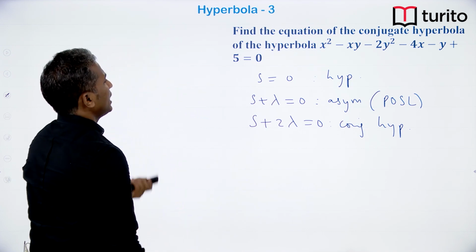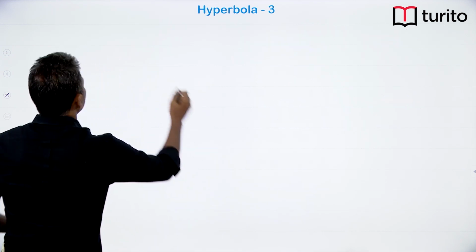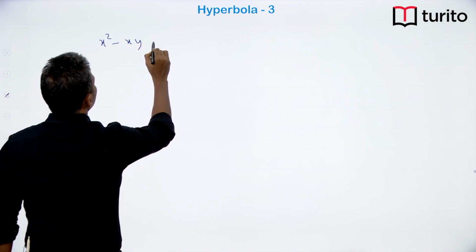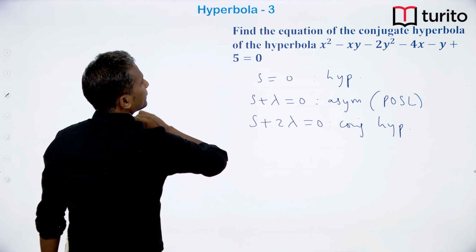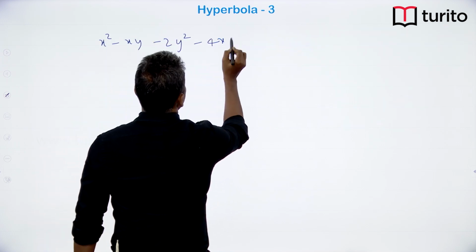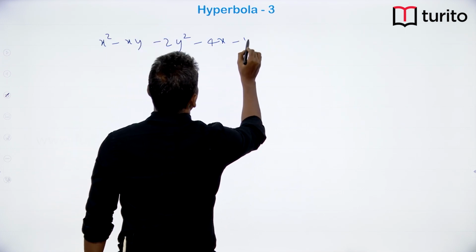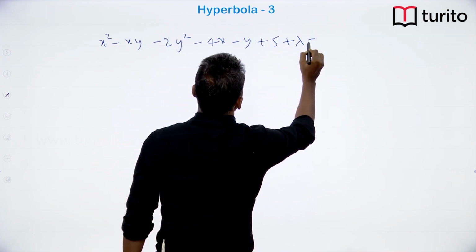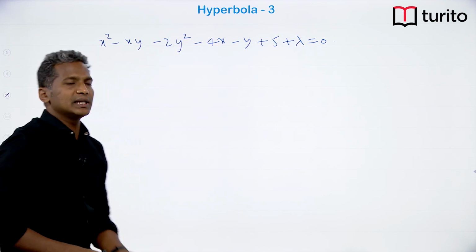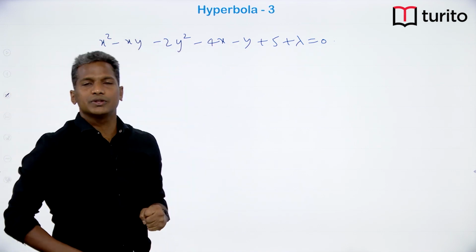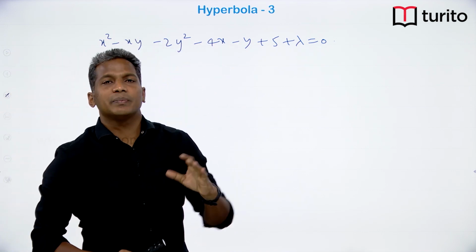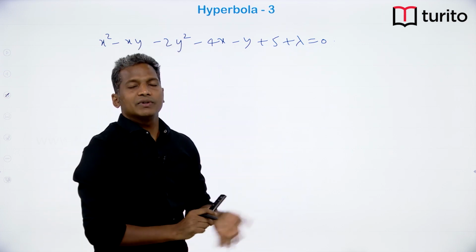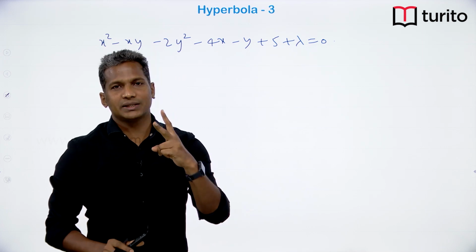I will take the equation to the next page. It becomes x square minus xy minus 2y square minus 4x minus y plus 5 plus lambda is equal to 0. So, I have basically taken S plus lambda equal to 0. Now, this must represent two lines. So, when will any general equation represent two lines?